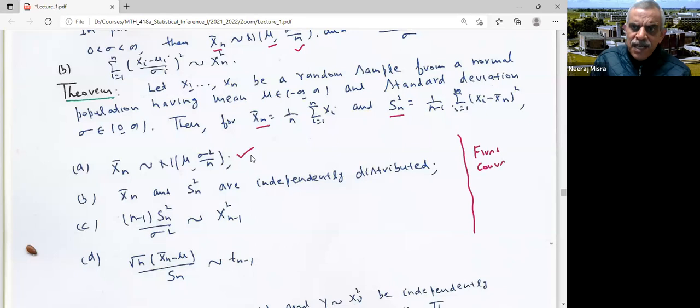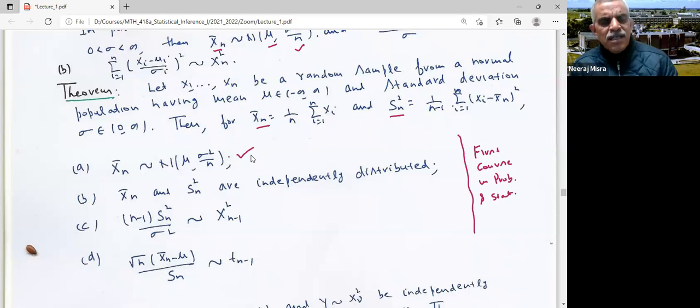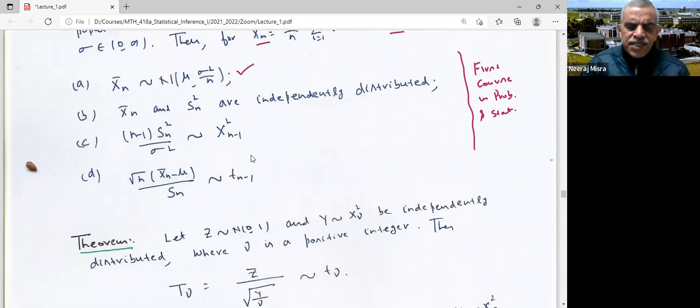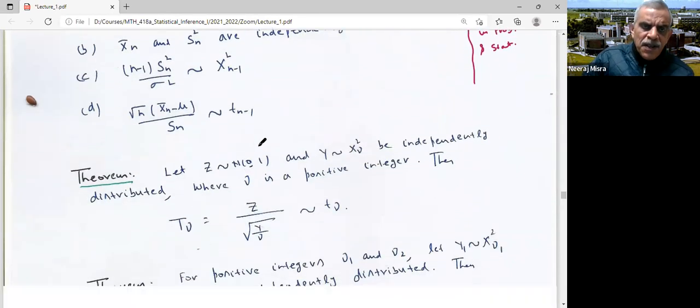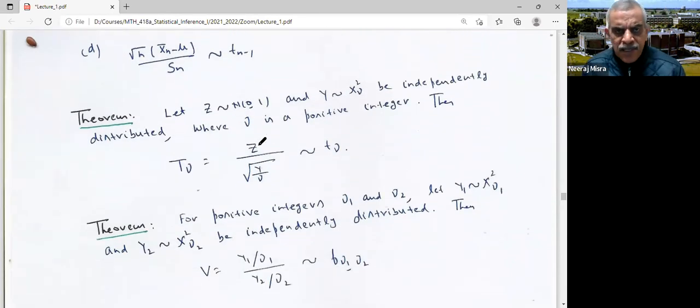which we have done at your bachelor's level. Those who have done BSc might have done this in BSc. Those who have done MSO 201 would have done this result in MSO 201. So these are the useful results which I may be requiring in the later part of the course.